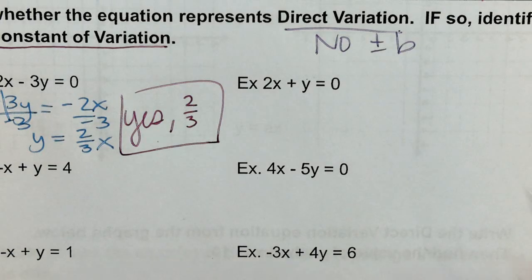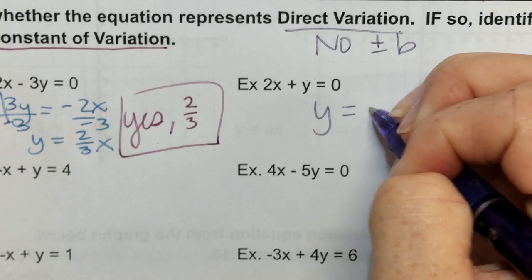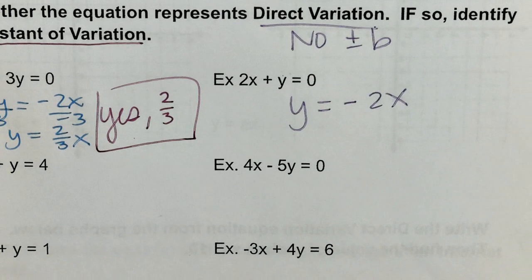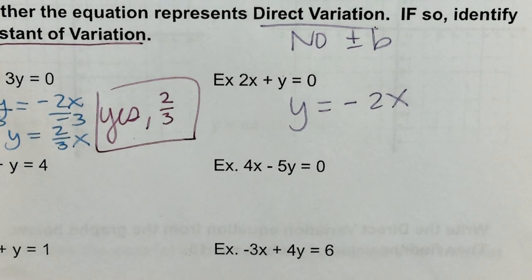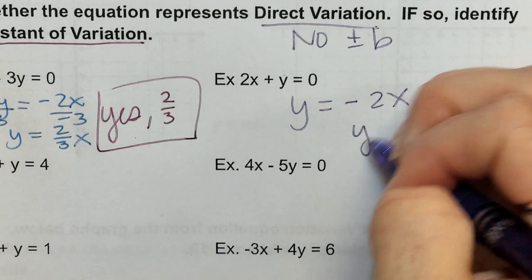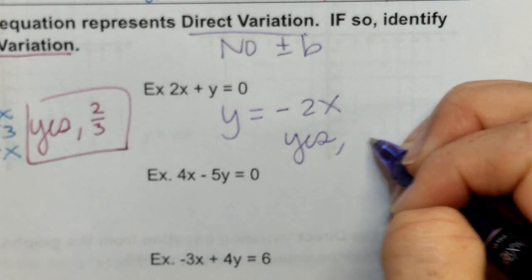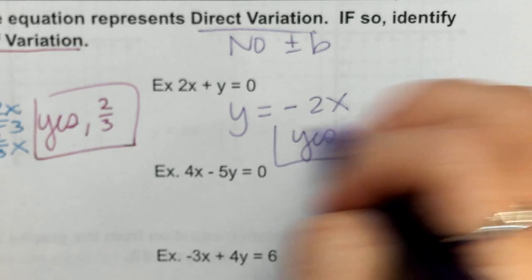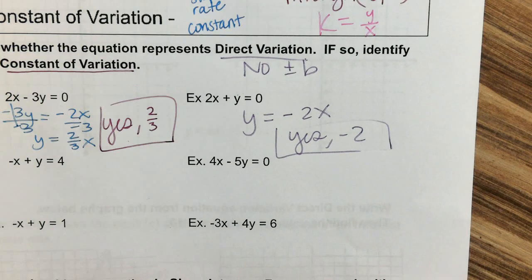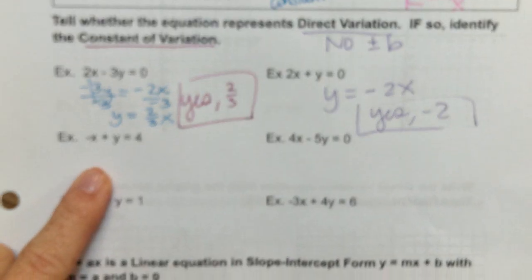All right, this one. Rearrange it. What would it be? Y equals negative 2x. Is there a plus b? So does it show direct variation? Yes. If so, what is the constant of variation? Negative 2.